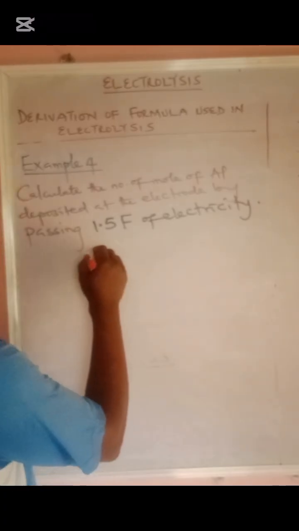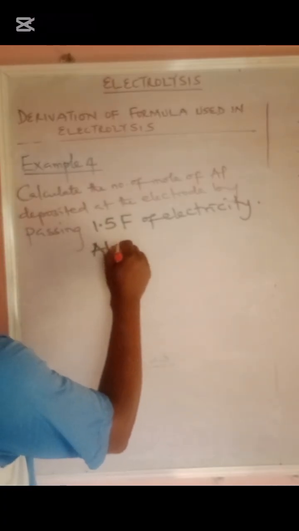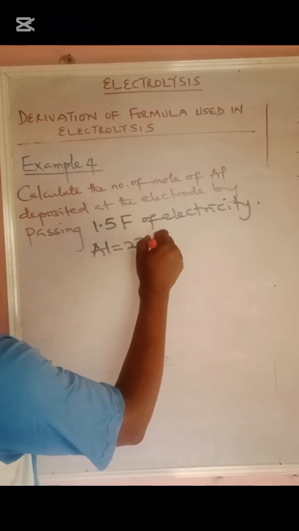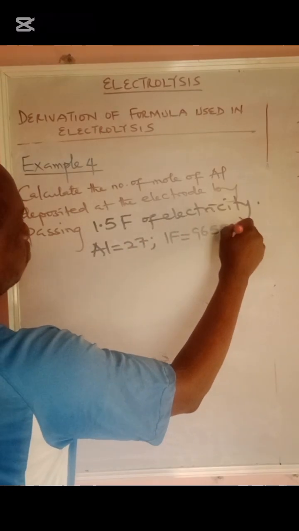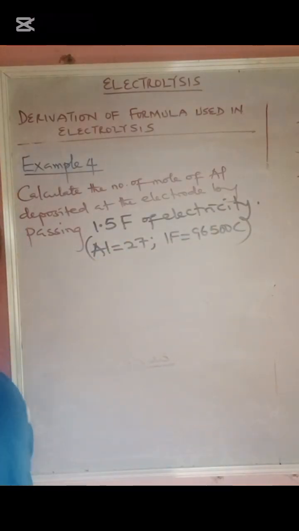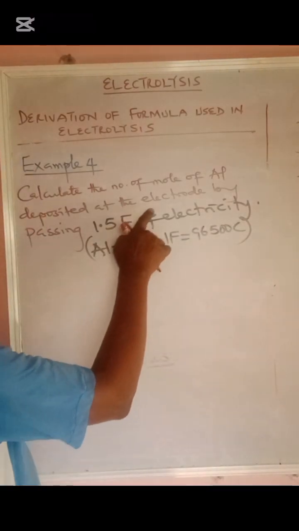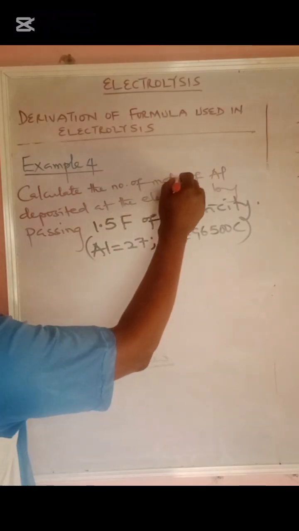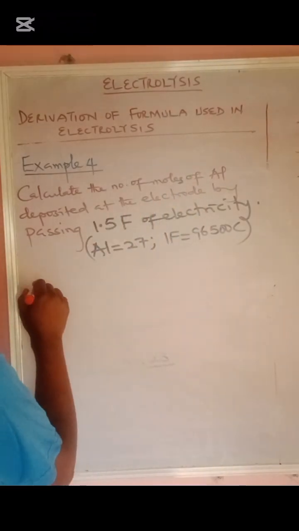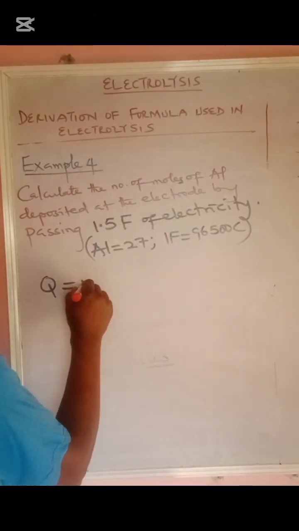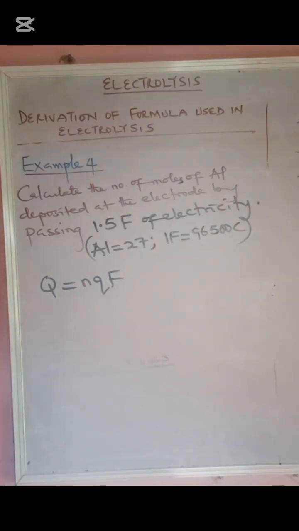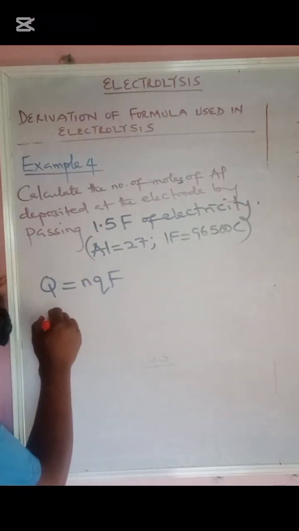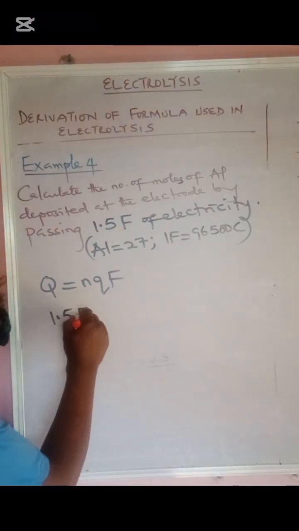So take aluminium, 1 Faraday is 96500. The formula has to do with number of moles. So I will say Q is equal to nQF. This is the formula. So Q is going to be 1.5, so 1.5 Faraday is equal to n.